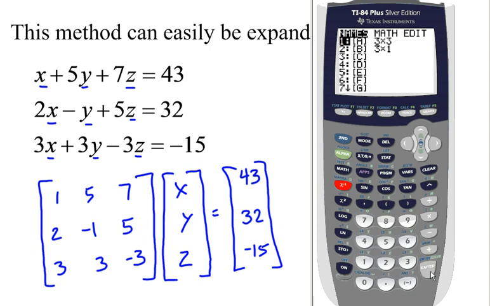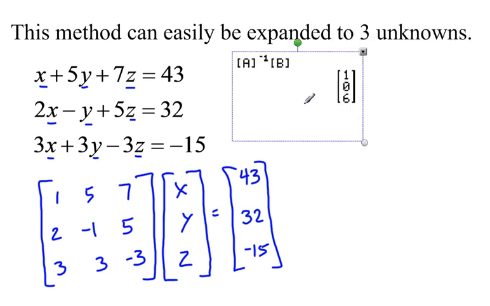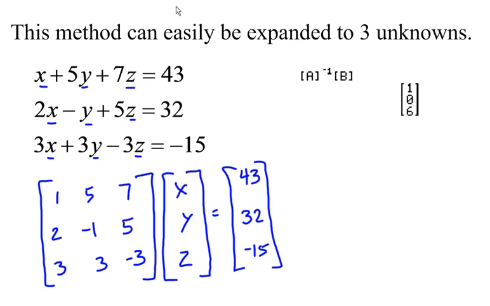So second matrix, I grab A inverse. Second matrix, I grab matrix B, and there's my answer right there, 1, 0, 6, which means that the solution to this is that x equals 1, y equals 0, and z equals 6.